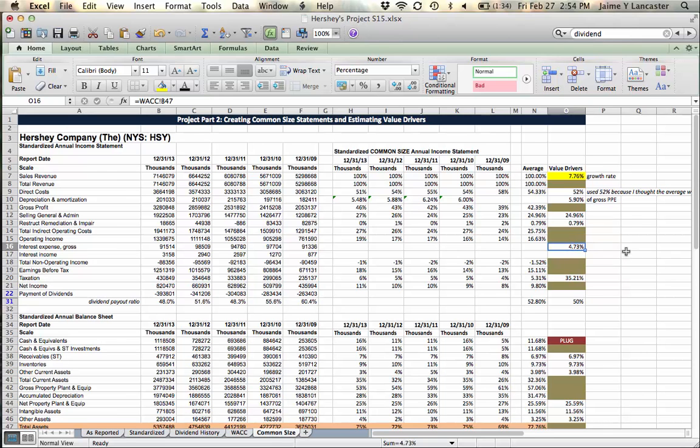And while we're at it, let me label this percent of total debt, right? Current debt plus long-term debt.